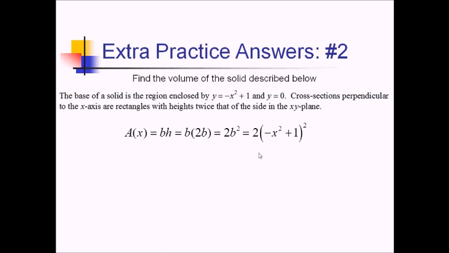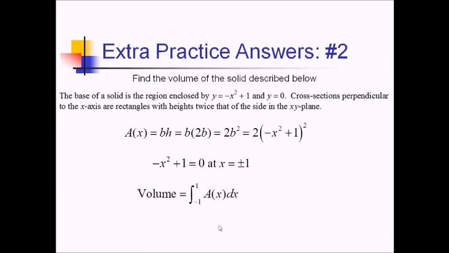But now we also have to find the limits of integration. That's going to be where negative x squared plus 1 equals 0. That's the limits of our bounded region. And if we add x squared to the other side and square root, we get x equals plus or minus 1. So for my volume, I need the integral from negative 1 to positive 1 of this A of x function I just wrote, dx.